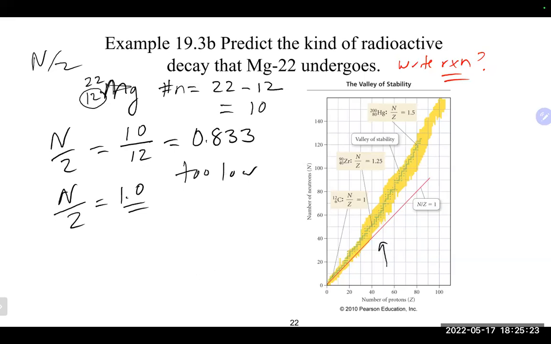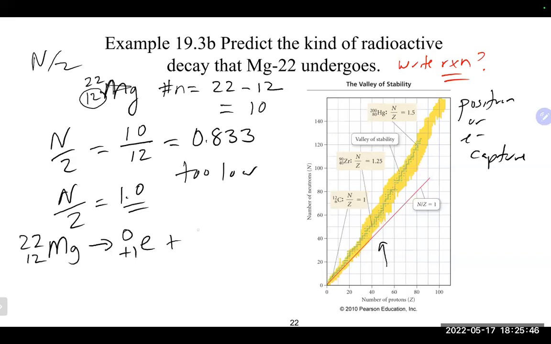So this is then going to go through one of two things. It could go through a positron emission or an electron capture in this case. So let's take a look at what those reactions would look like. We'll do our magnesium-22 with 12. We'll do our positron emission. And again, you can use the e or the beta symbol there. That means we will end up with an 11, which is sodium, and up on top would be 22.